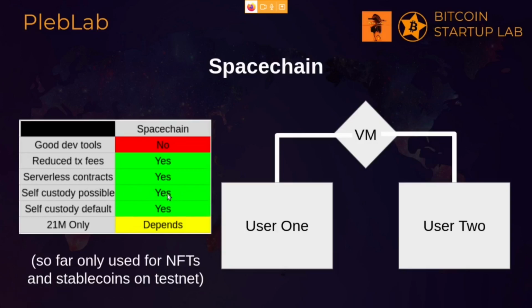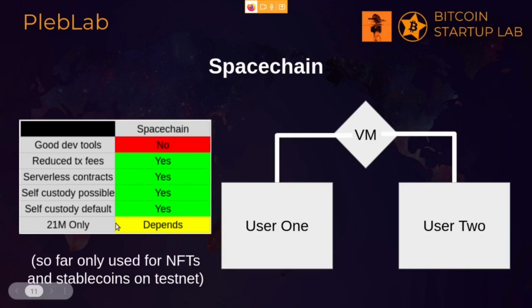Self-custody is possible on them. You can hold your own coins and hold your own keys. And in both of the ones that exist, that's the default. My Spacechain launcher and the Soma Spacechain both have a built-in wallet that you hold your own keys for. So that's the default for both of them.